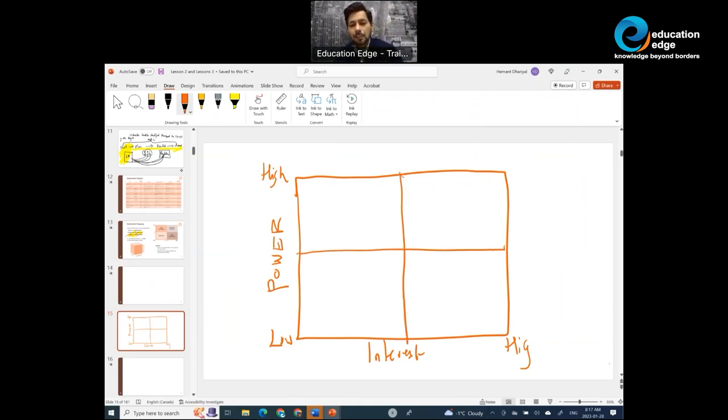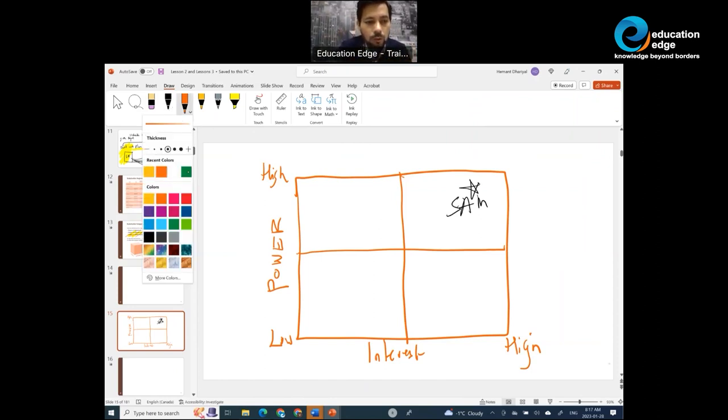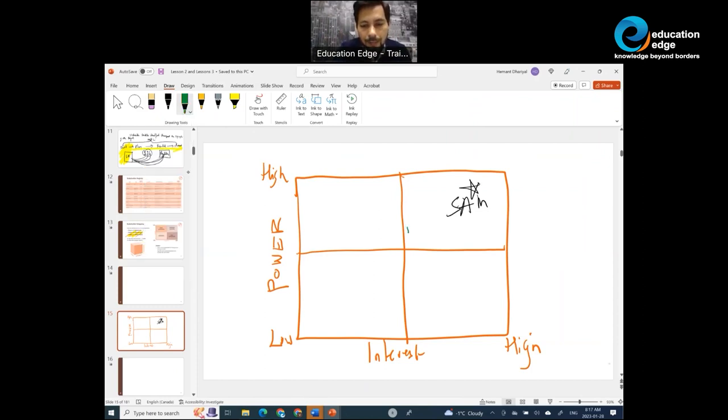Now, let's say a stakeholder has high power and high interest. So a stakeholder has high power and high interest. Let's say they fall here. Sam falls on this top right quadrant. High power, high interest. When a stakeholder has high power and high interest, you manage them closely. You got to memorize this, folks, from exam standpoint, because you will get questions around this.